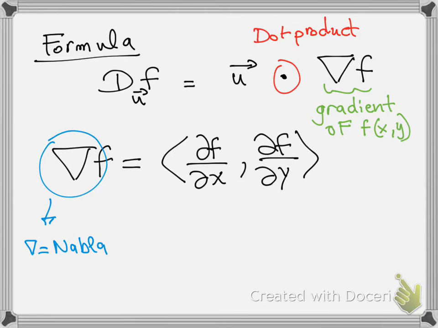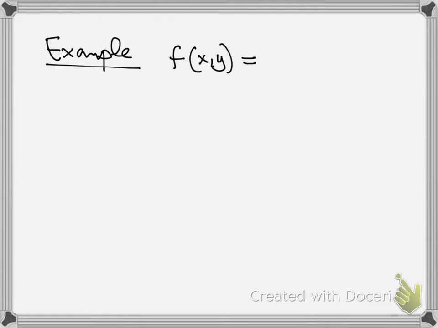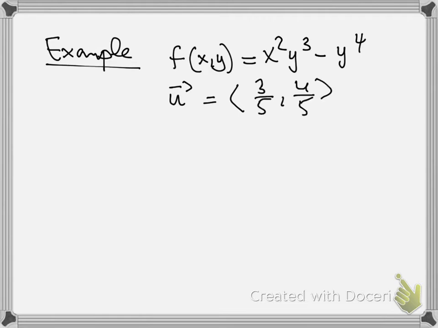Okay, so let's see an example. Let's apply this formula and use the same example. We have my function f of x, y, which we said is x squared y cubed minus y to the fourth, and we have the vector u, which is (3/5, 4/5). We compute this directional derivative at the point (1, 1). Let's just apply the formula first. We said it's u dot product with the gradient of f.